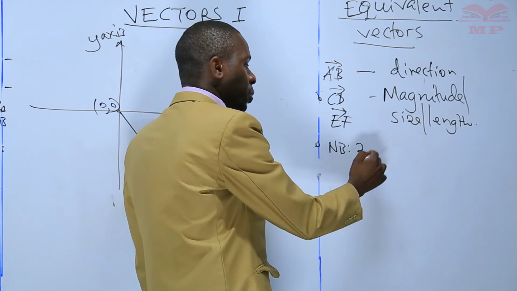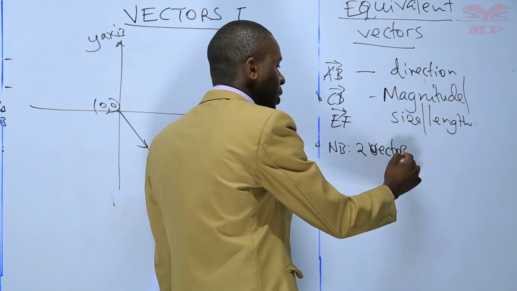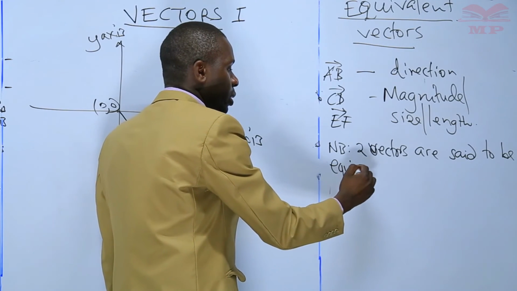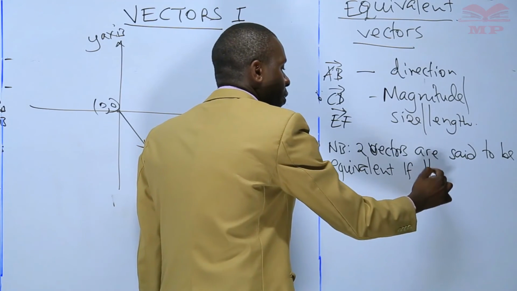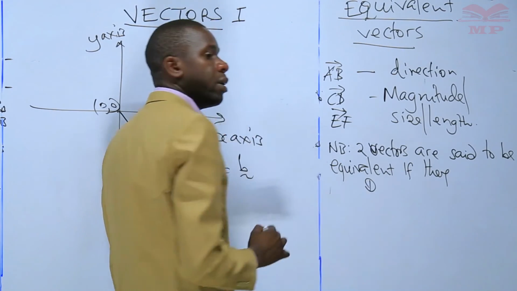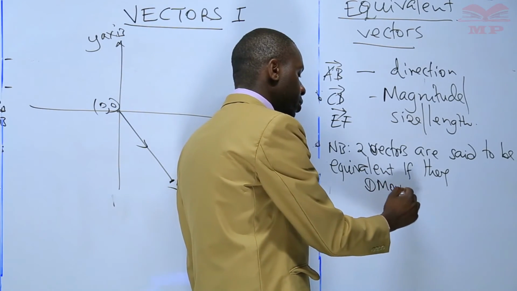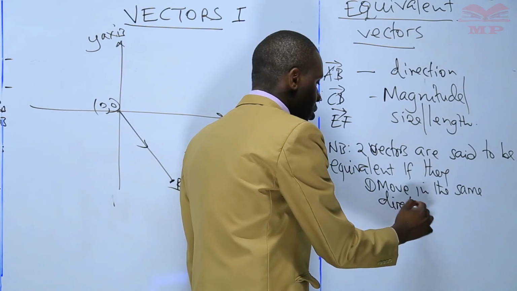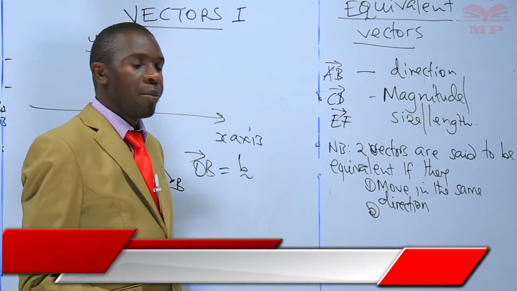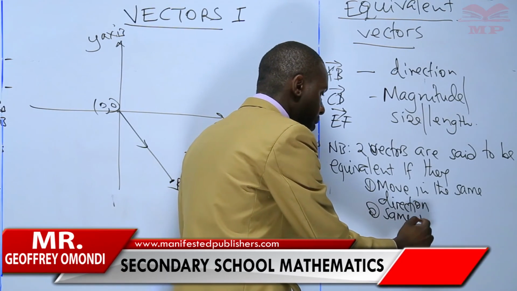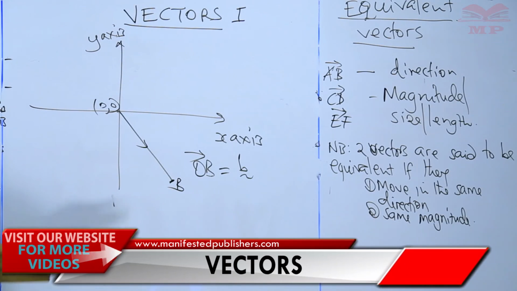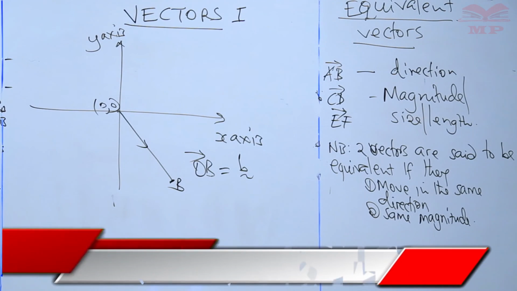Say that two vectors are said to be equivalent if they, one, move in the same direction, and two, they have the same magnitude. So we can illustrate this further by checking an example of two vectors, which we can use to show us whether two vectors are equivalent or not.